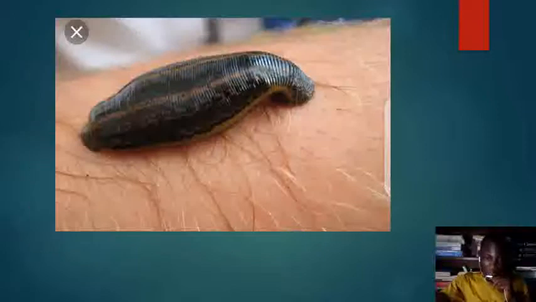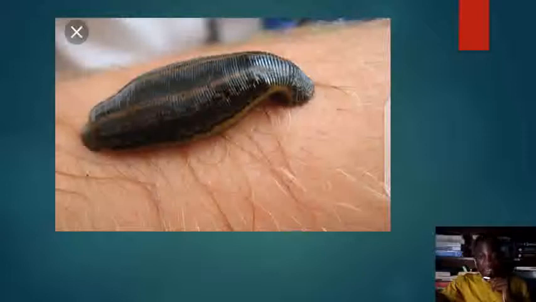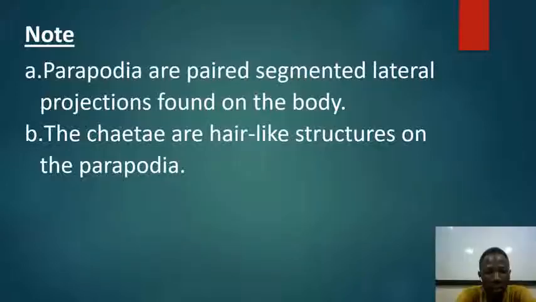In your shot now is a leech, and this is an organism in the class Hirudinea. We discussed earlier this typical example of an organism in the class Hirudinea. This is a leech, as you can see in your shot. Now we have to note these two key things. We spoke of parapodia earlier, and chaetae earlier. So let's look at what they really are.